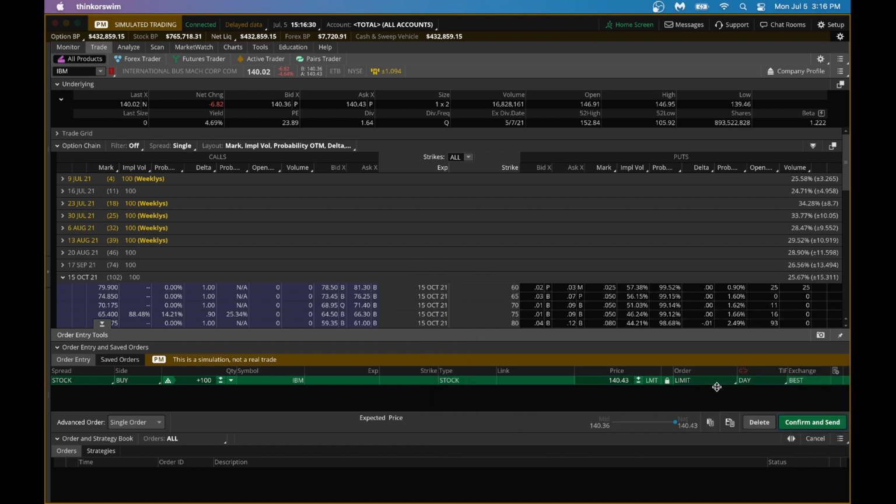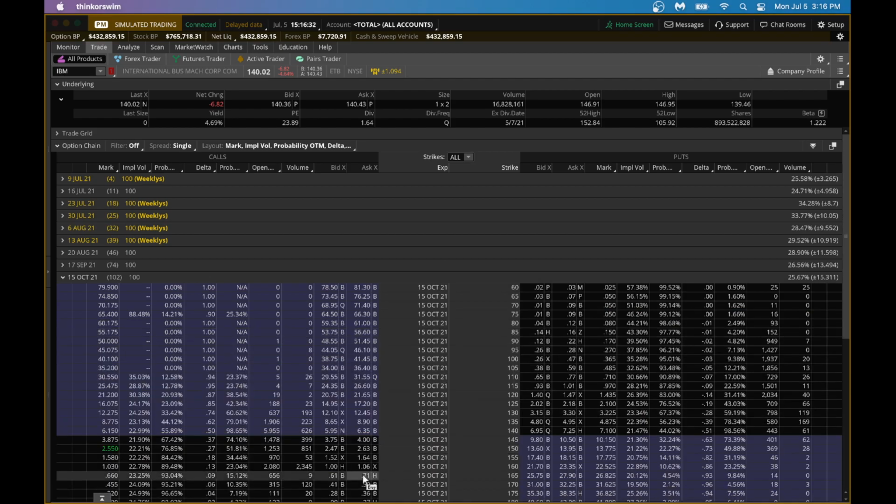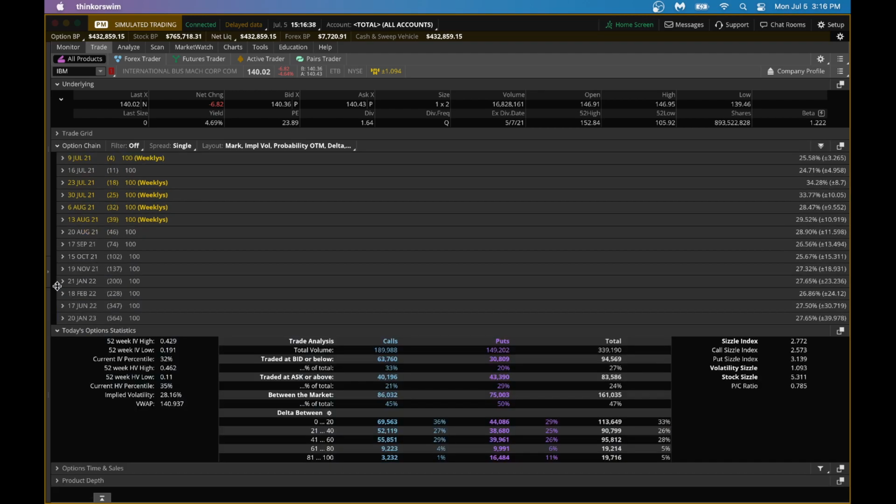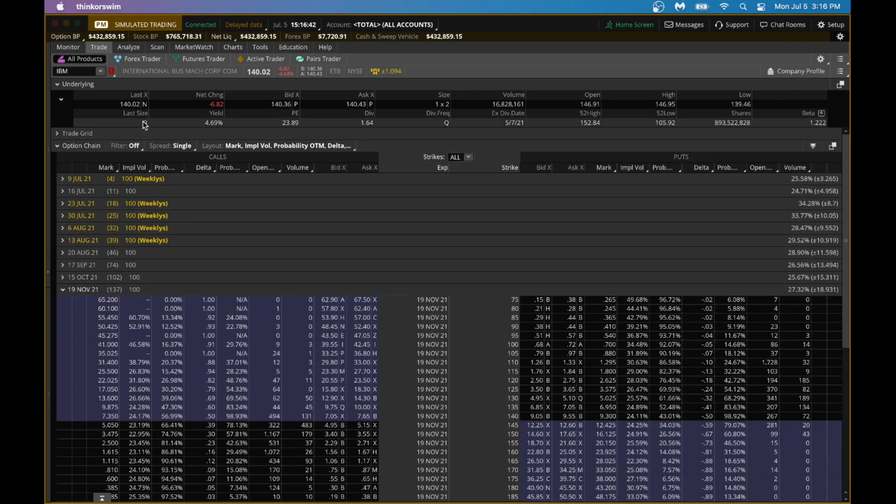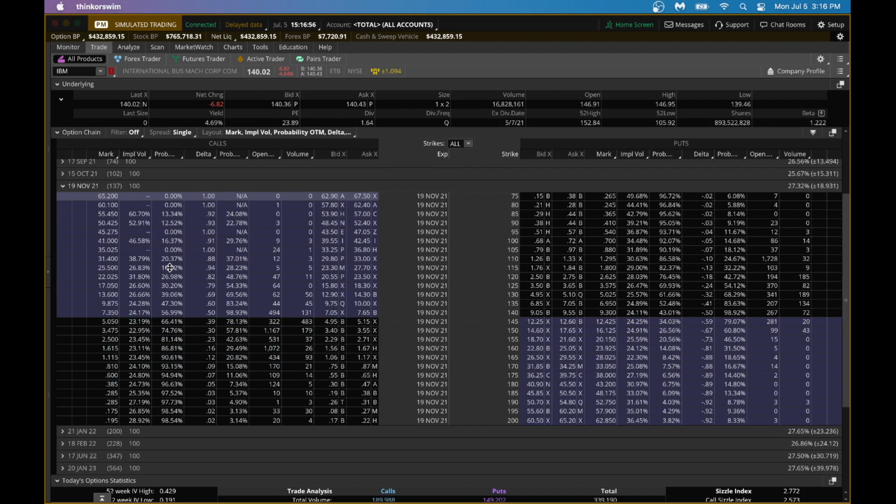But if you want to play options world here, I suggest go at least 3 months out. 102 days is good, or you could even go longer, 137 if you want to. And understand, stock is at 140, the 52-week high is 152, and 52-week low is 105. So it's somewhere between high and low at this point. So if you're an option person, you could go here and look at maybe delta 70.